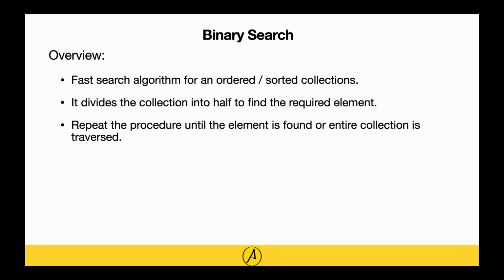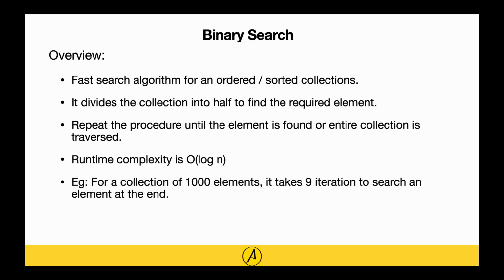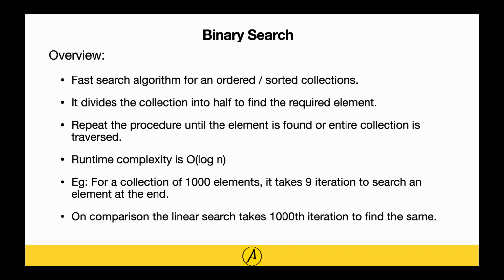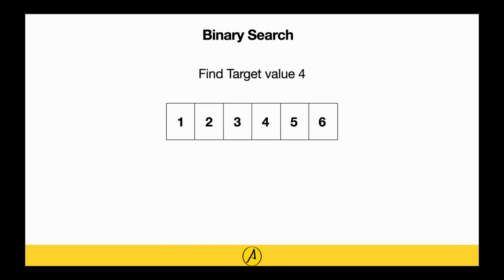The advantage binary search gives us is its runtime complexity of logarithmic n. For example, if we take a 1000 element ordered collection, it takes only about 9 iterations to search for an element at the end. In contrast, the linear search algorithm takes 1000 iterations to find the same element at the end. Okay, let's move on to some animations regarding binary search.